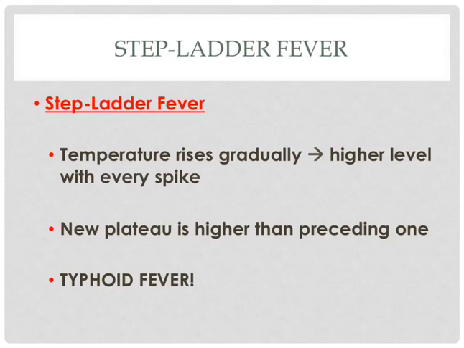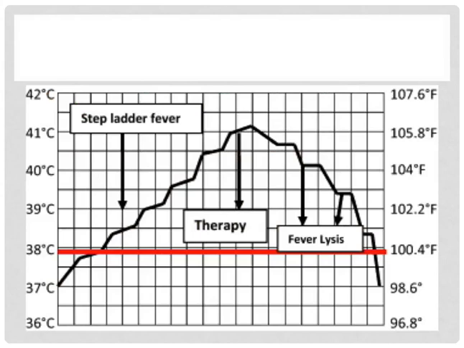And you can see it in this next graph. So they start out and they keep climbing up. They don't just stay in one kind of temperature range. They just develop higher and higher fevers. And once they have appropriate therapy, it gradually comes down in a stepladder fashion as well. So very classic for typhoid fever.